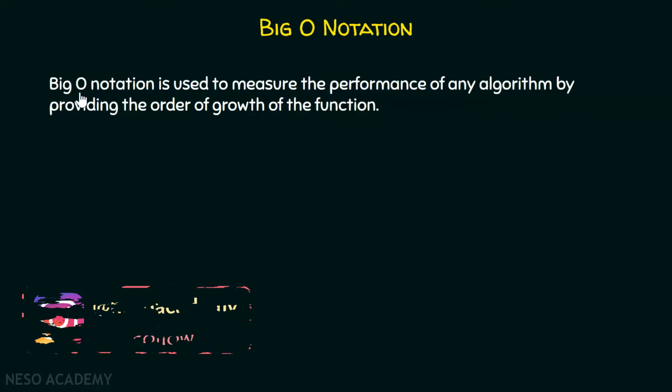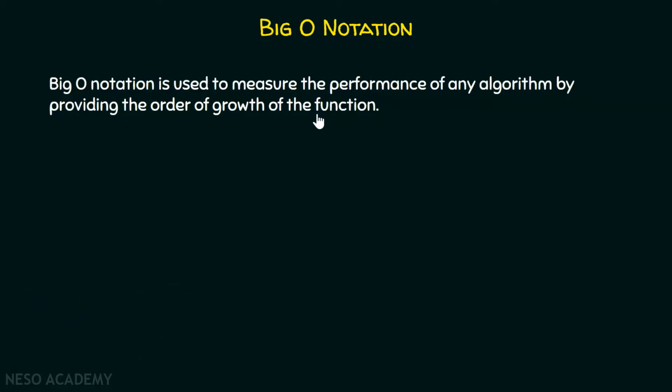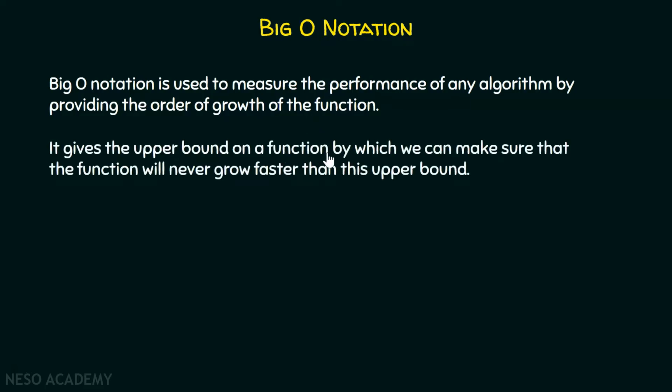This notation helps us in providing the order of growth of the function, how a particular function grows. It gives the upper bound on a function by which we can make sure that the function will never grow faster than this upper bound. So it gives us the least upper bound on a function so that we can ensure that the function will never grow faster than this least upper bound.